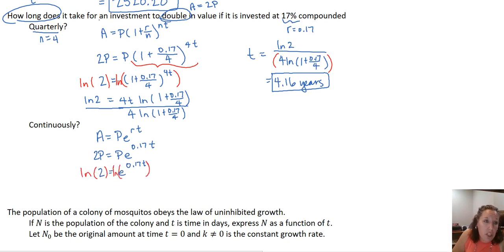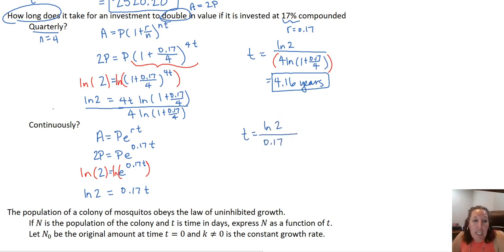This one we definitely want to use the natural log because our base is e, and that right-hand side is going to simplify to just the exponent of 0.17 times t. And so our t value is going to be the natural log of 2 over 0.17.